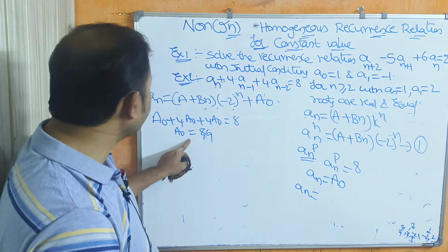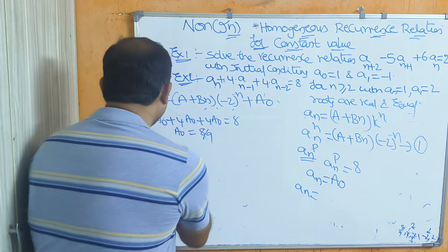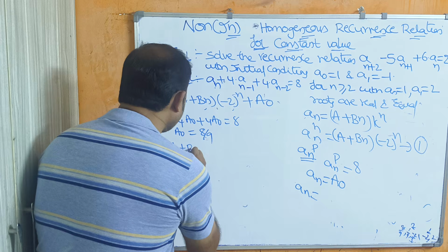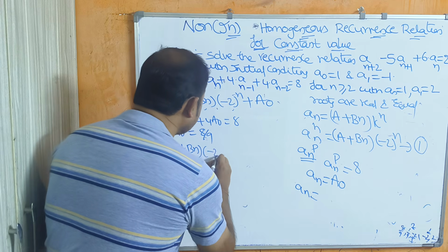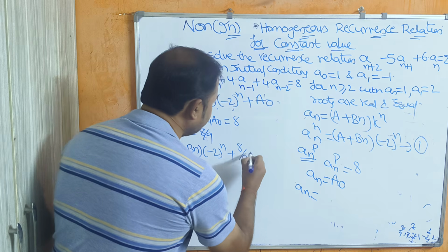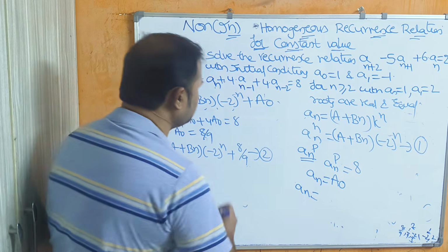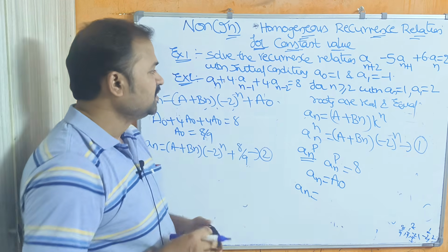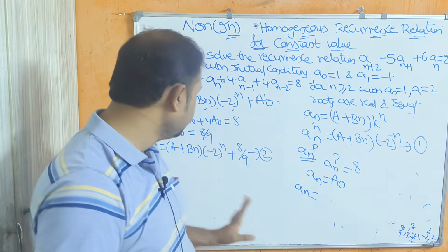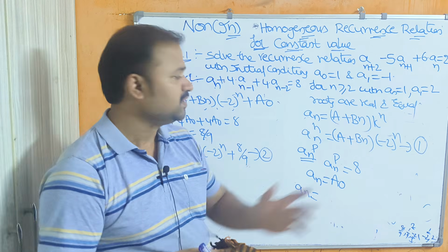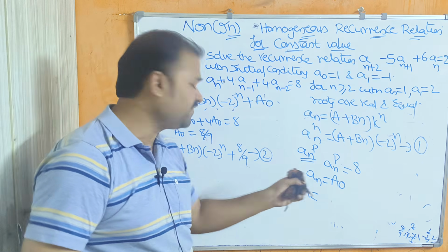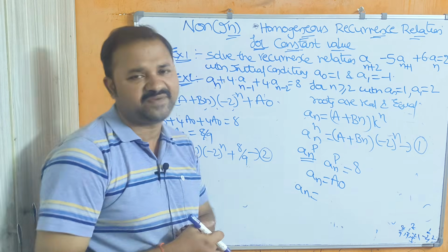So now substitute a naught in this equation. So then the solution is an equal to a plus bn into minus 2 whole power n plus what is a naught? 8 by 9. Let us assume that this is equation number 2. Suppose if a naught and a1 are not given in the examination, then we can stop the process now. But here a naught and a1 are given. So by substituting a naught and a1, we have to derive a and b values.